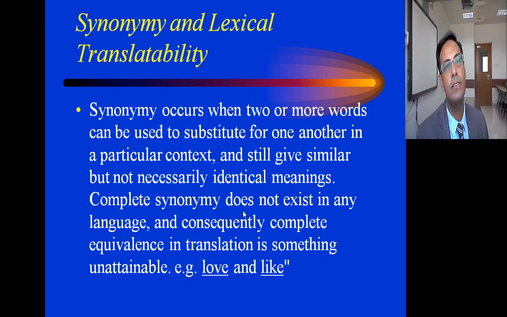Synonymy and lexical translatability. Synonymy occurs when two or more words can be used to substitute for one another in a particular context and still give similar but not necessarily identical meaning. Complete synonymy does not exist in any language, and consequently, complete equivalence in translation is sometimes unattainable. You can't see two exact words in one language. For example, love and like. They are similar, but they are not the same. There is some sort of difference between the meanings of love and like.